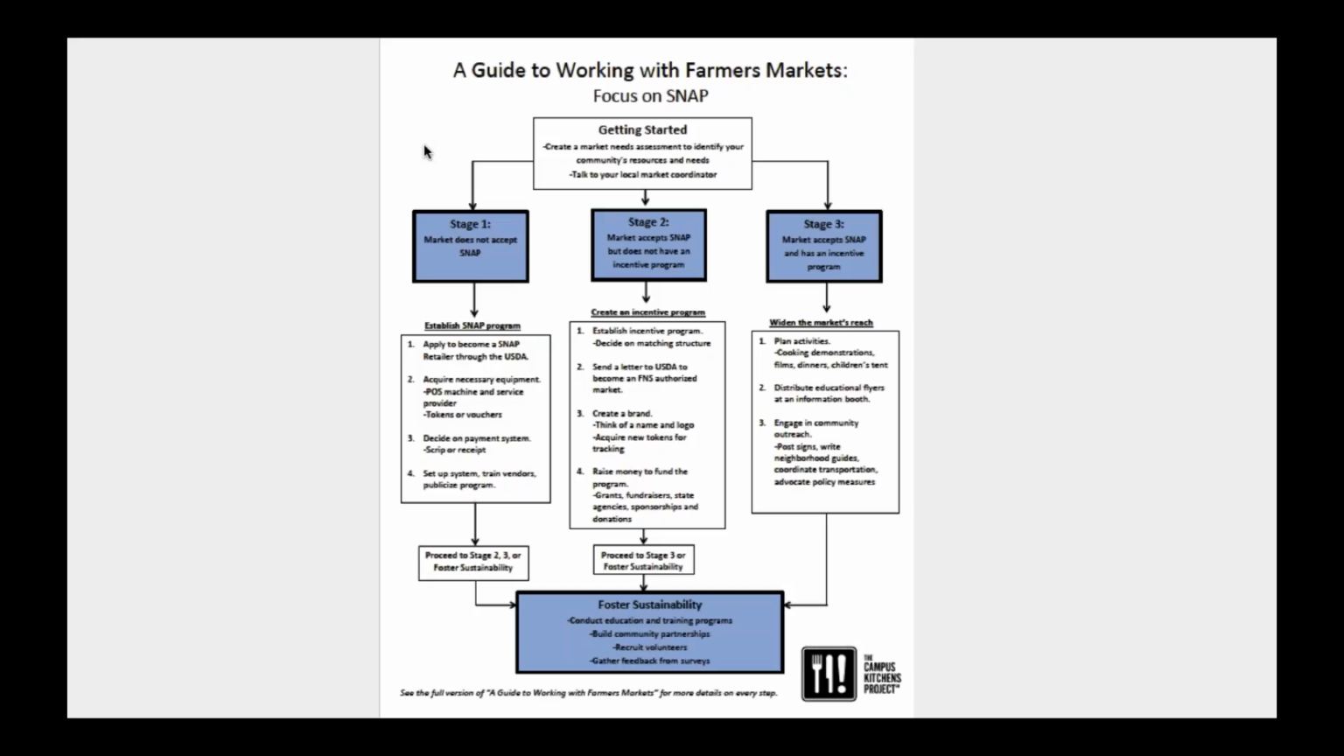In the guide for stage 2, there's information about establishing a matching program. That includes branding, funding, and the logistics of implementing a program. For example, to have a matching program, farmers markets need different tokens than the regular EBT tokens. There needs to be a way to distinguish between those matching tokens and the SNAP tokens. So there's some nuances that aren't necessarily intuitive that are addressed in the guide.